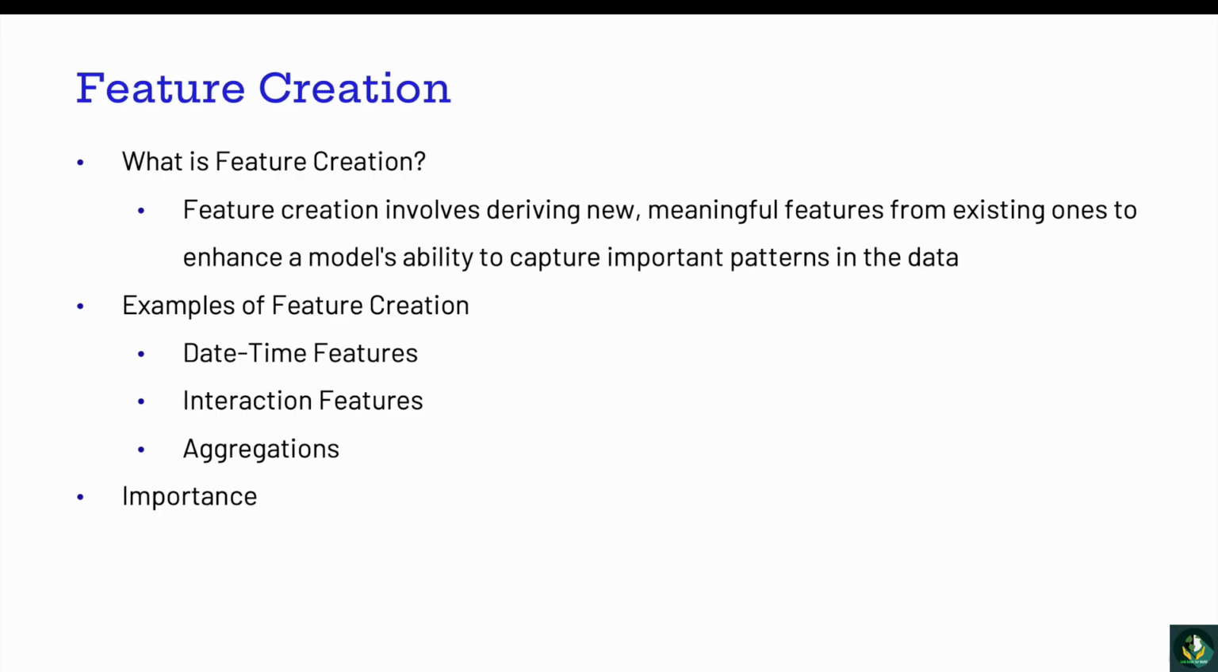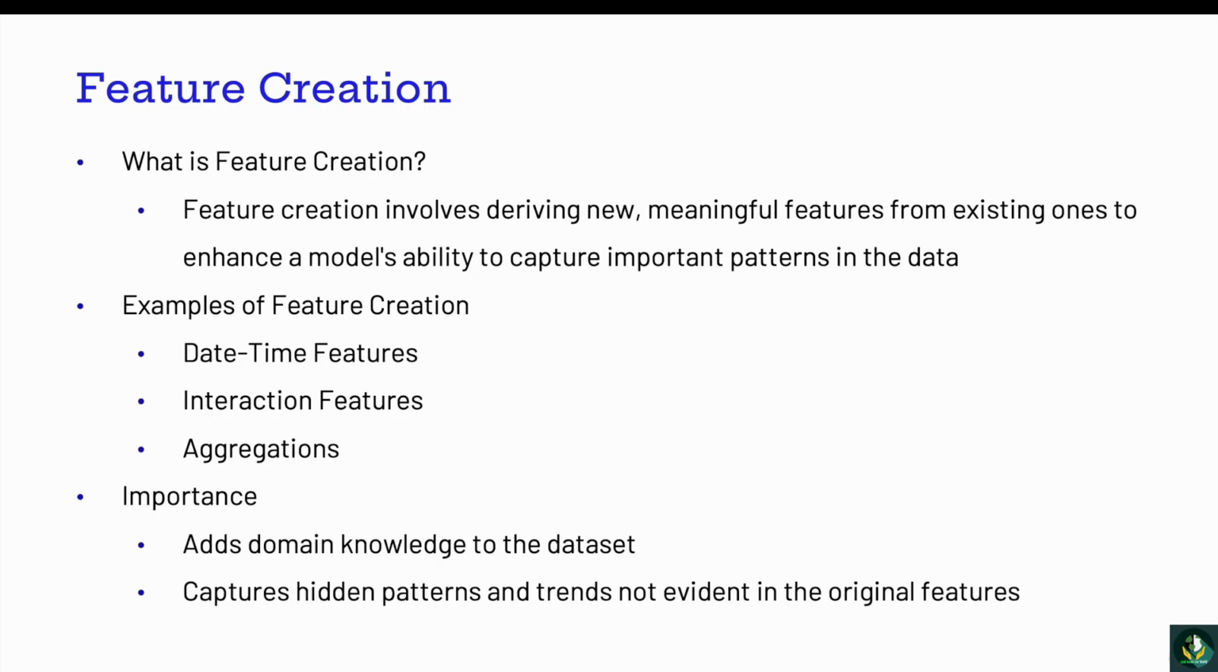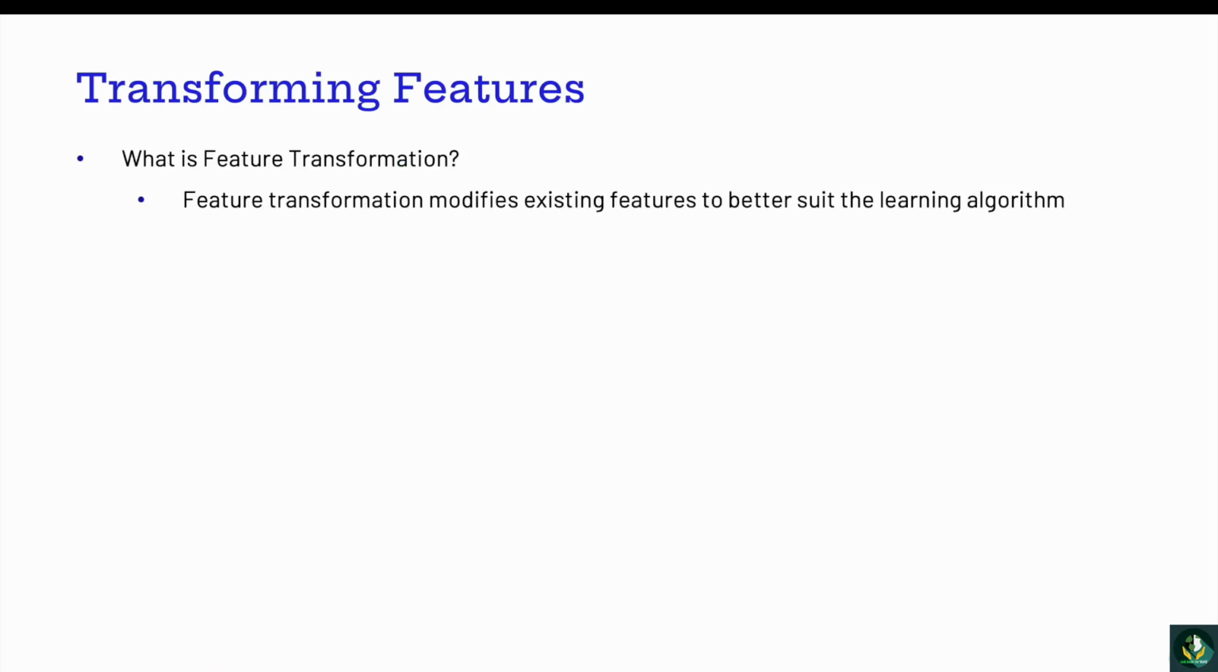The importance of this is it adds domain knowledge to the dataset and captures hidden patterns and trends not evident in the original features. Let's talk about transforming the features. Now, what is feature transformation? Feature transformation modifies existing features to better suit the learning algorithm. This is especially important for handling skewed distributions or nonlinear relationships.